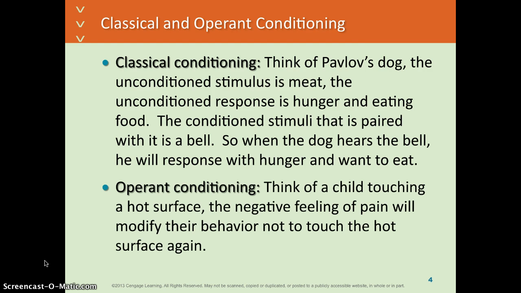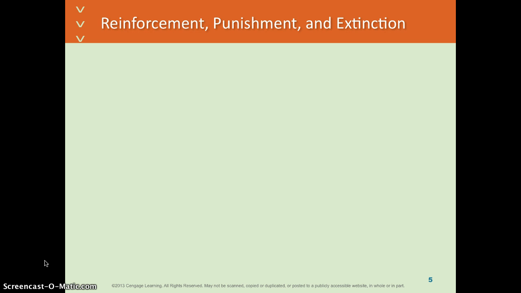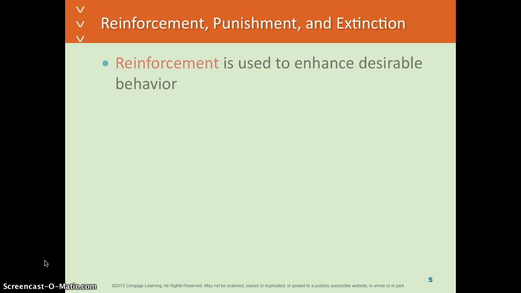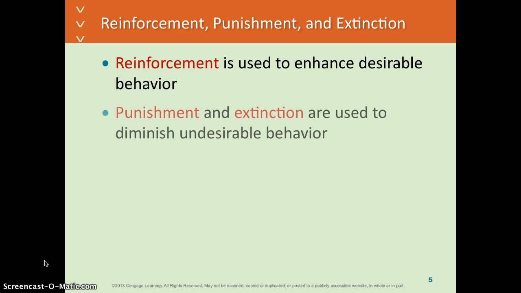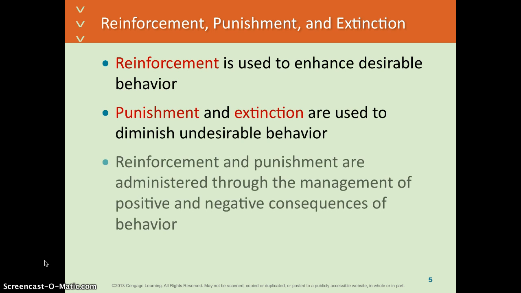With operant conditioning, think of any child doing something they're not supposed to, especially if it causes pain, like a hot surface. It teaches them through a consequence or a reinforcement not to do it again. Reinforcement, punishment, and extinction. Reinforce, want that same desire. Punish and extinct, don't want that desire repeated.